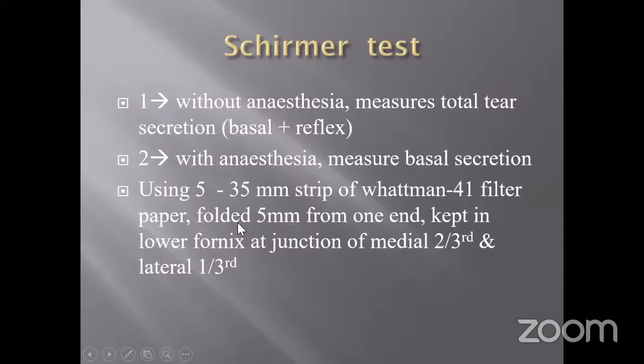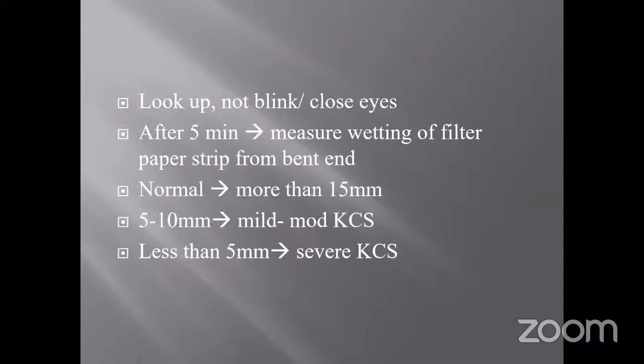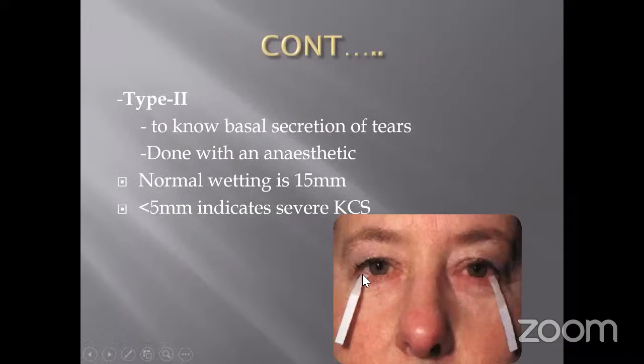How do we place it? Actually, it is folded 5 millimeters from one edge, and it is kept in the lower fornix at the junction of the medial 2/3 and the lateral 1/3 of the lower eyelid.